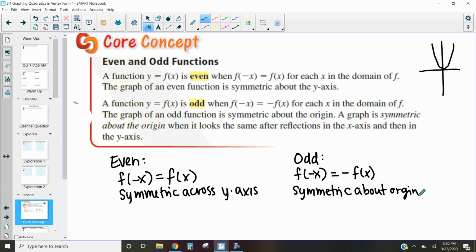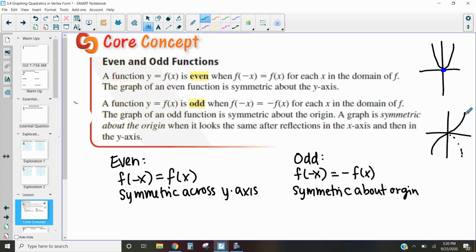Remember, our origin is this center point here on our graph. Something that is symmetric about the origin generally looks the same after we reflect it across the x-axis and then the y-axis. So if this is my axis here, here's a function. If something is symmetric across the origin, that means it's going to reflect across this axis. So it's going to look like this, and then it'll reflect across that one. So our function is going to look something like this. Do you see how it looks like it reflected across both of those, or kind of diagonally reflected? That's what we're talking about.